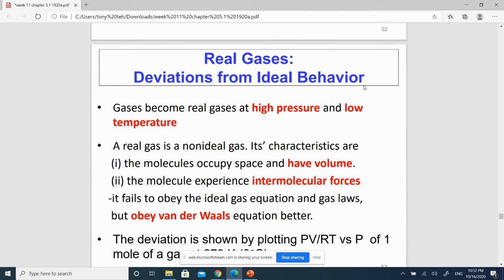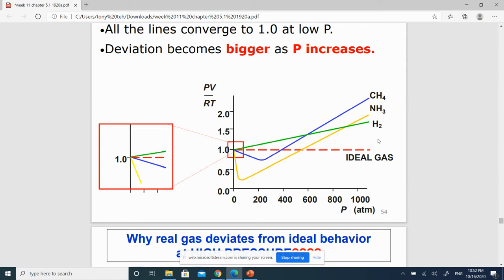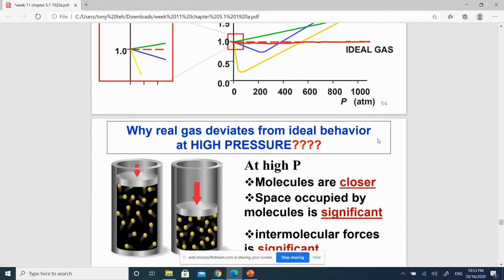Real gas is at high pressure, low temperature. Real gas is non-ideal gas because its molecules occupy space and have volume. Molecules experience intermolecular forces and they fail to obey the ideal gas equation and gas laws, but they obey the van der Waals equation better. So this is the graph. Ideally, it should be constant at 1. But if you look at other gases, for example methane, ammonia, even hydrogen gas, they deviate from the ideal gas in terms of calculation.